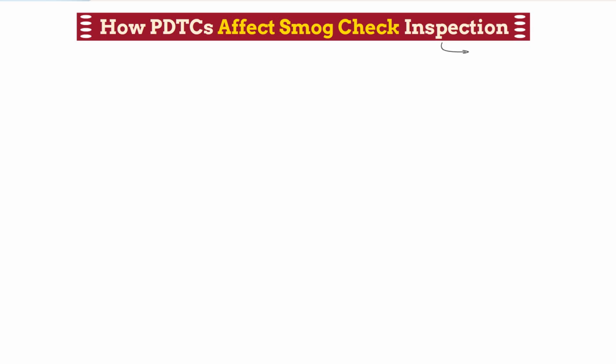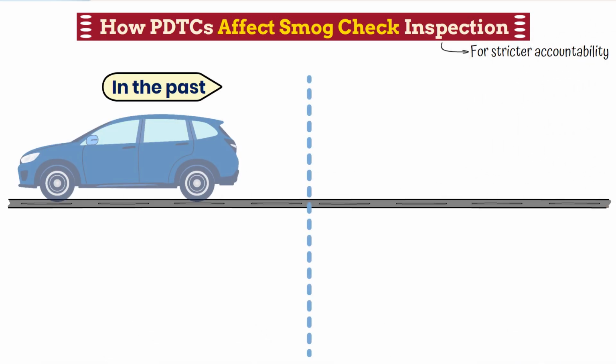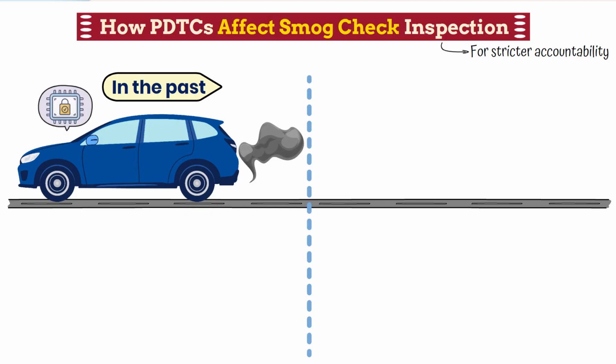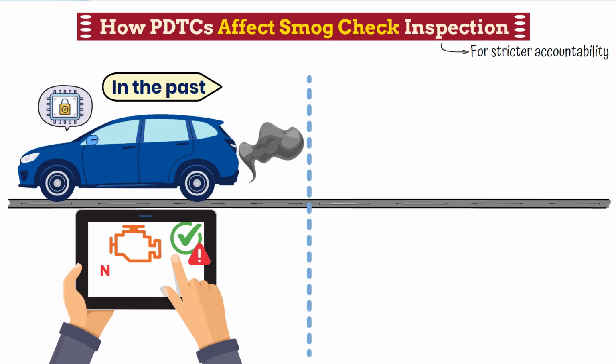Permanent DTCs play an important role in the Smog Check program by adding an extra layer of accountability. In the past, erasing codes with a scan tool could hide problems, which might allow a car to pass inspection even if it wasn't truly fixed. Permanent DTCs help prevent that.